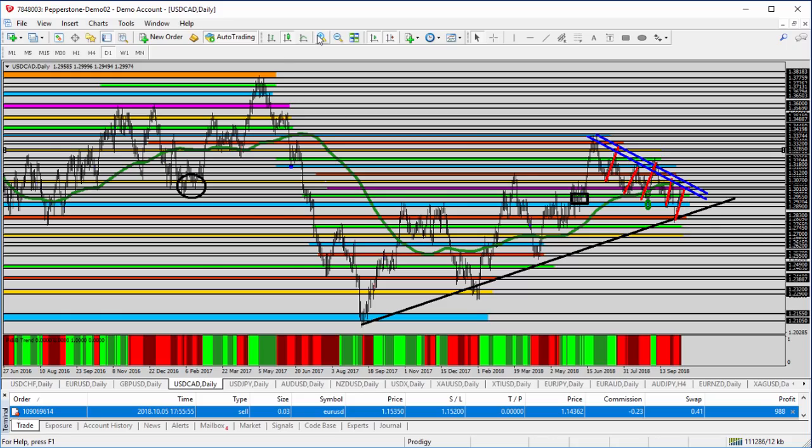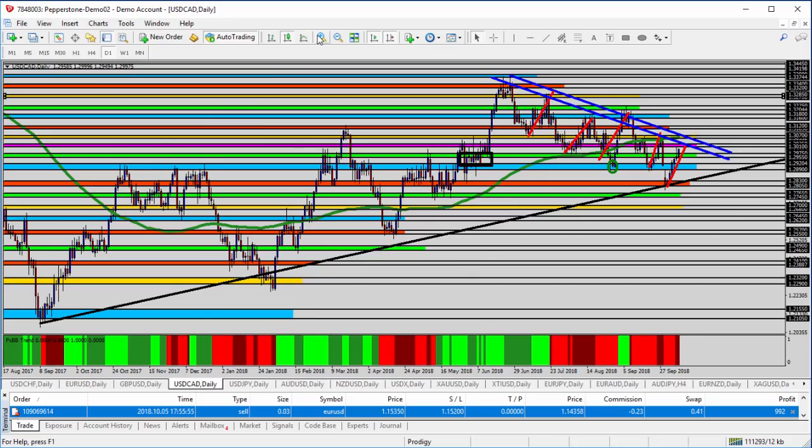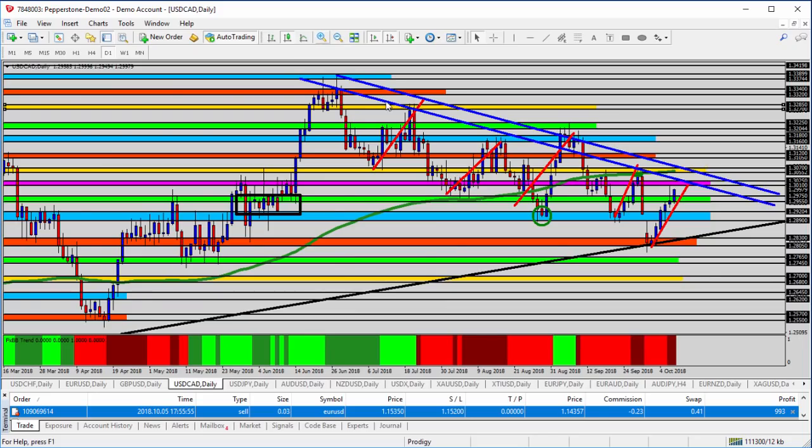Then we begin to zoom it in a little bit here. We're still on the daily time frame, but we begin to zoom it in here a little bit, and there's the black trend line where it came down a few days ago and touched into that trend line, orange shaded area, and bounced back up.